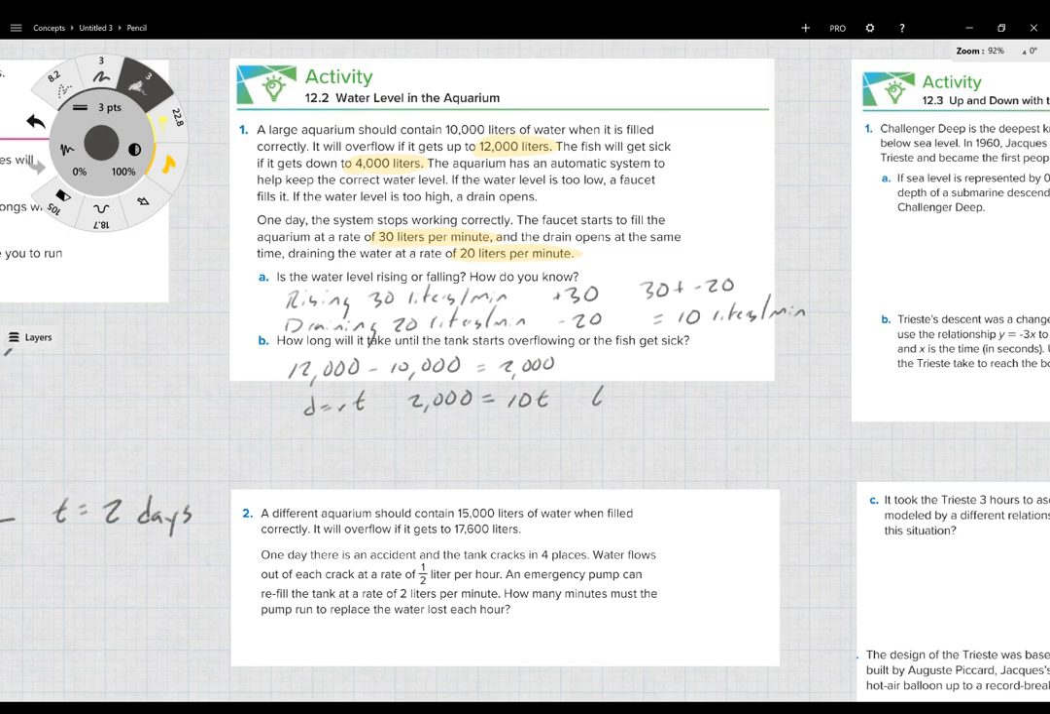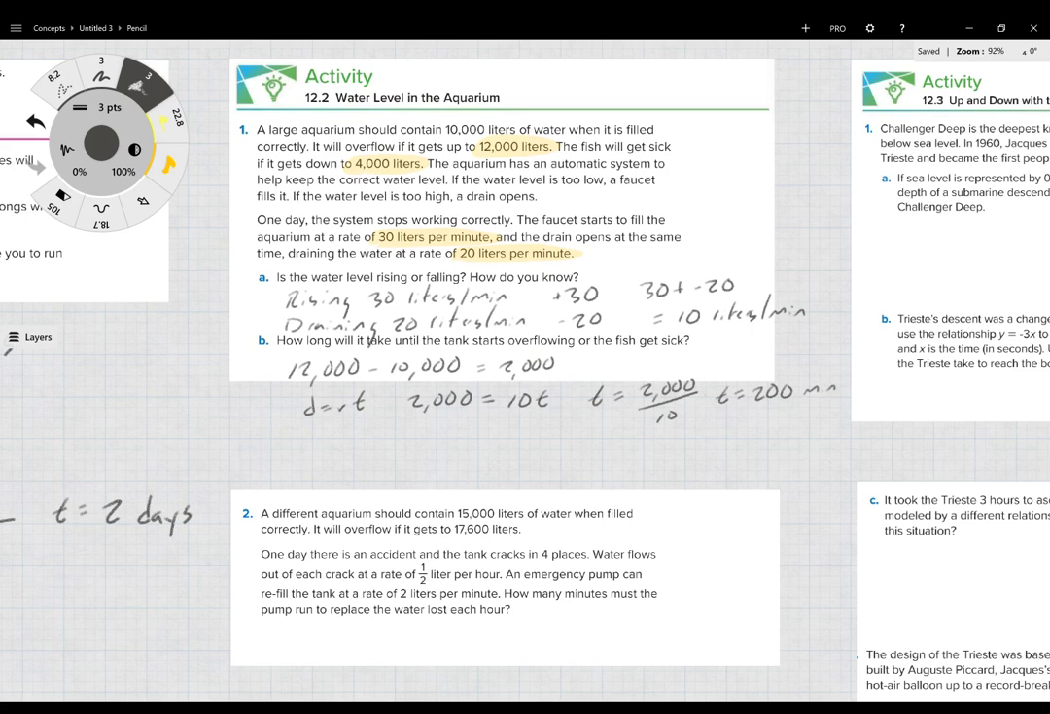And remember, to find the time, it's the distance divided by the rate. So 2,000 divided by 10 equals 200 minutes. 200 minutes, that's a long time. For some reason, I was thinking of a normal aquarium in a house, but I guess a 10,000 liter aquarium is really large. So 200 minutes for it to overflow.